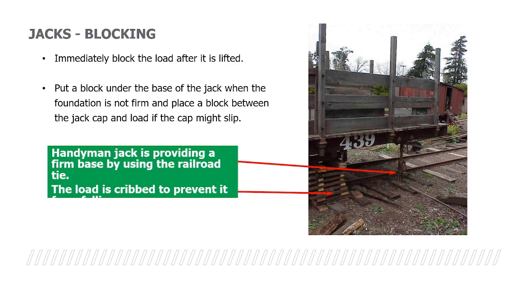Put a block under the base of the jack when the foundation is not firm, and place a block between the jack cap and the load if the cap might slip. In other words, you want to make sure that you have some type of a solid surface if you're going to be setting up a jack on that surface. That way, as you're jacking up or raising up whatever it is, your jack does not sink directly into the ground. And this is preventable.